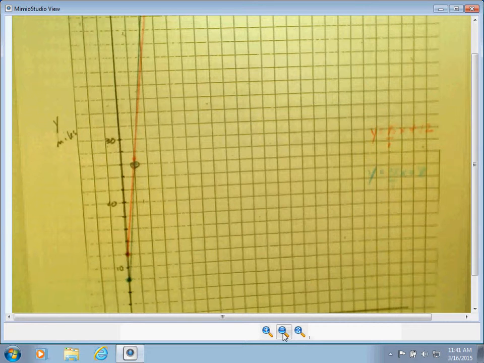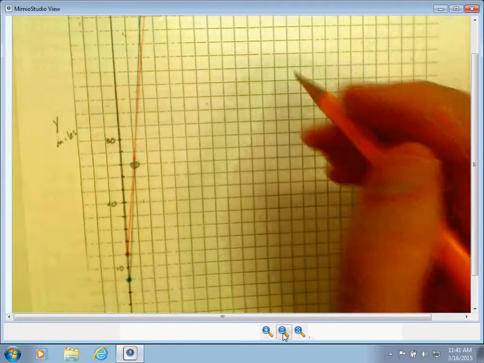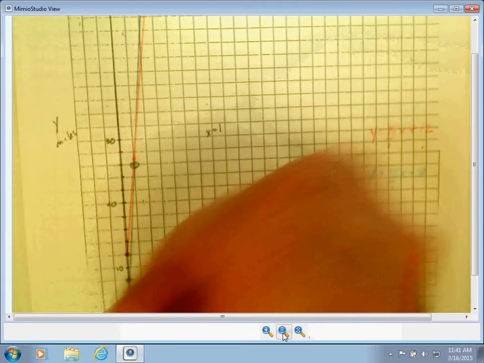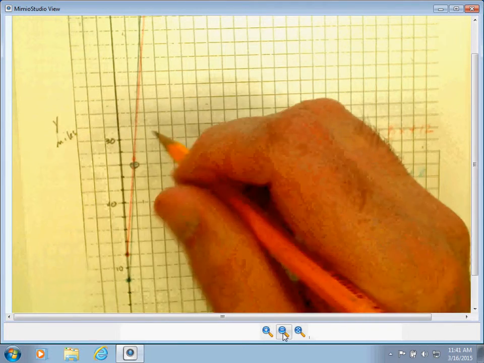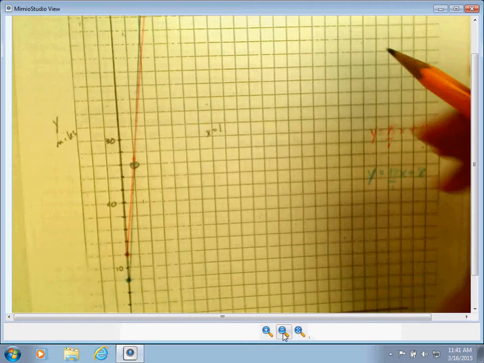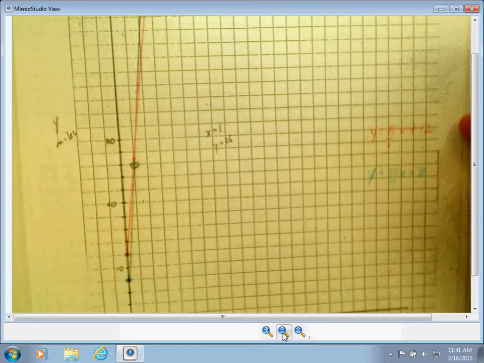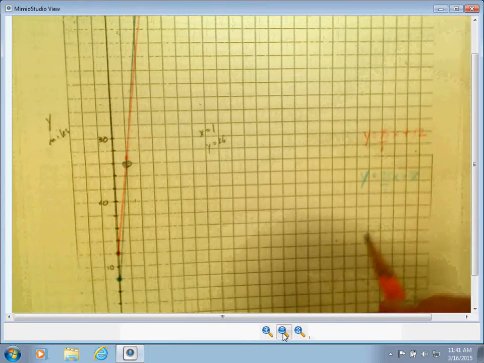Which means that it looks like x is 1, and that would make y about 26. So let's see if that's actually the right answer or not. I'm thinking that might not be exactly right, but let's take a look.